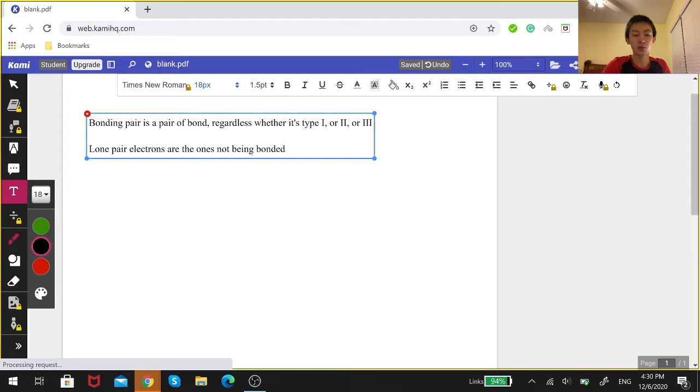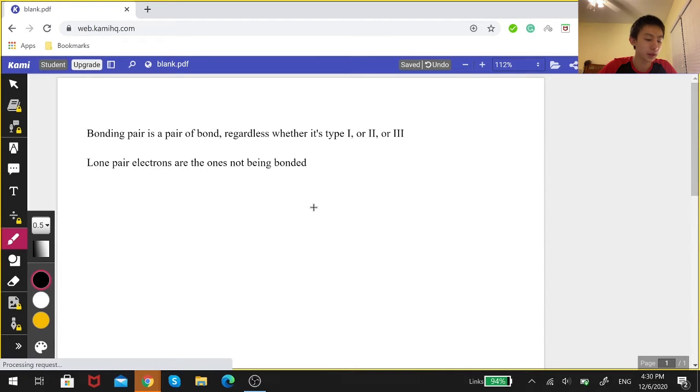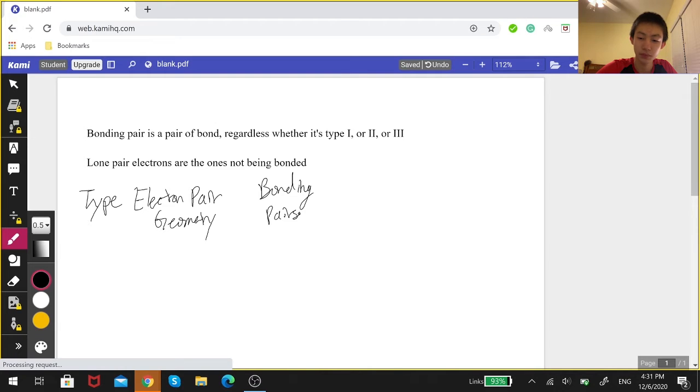And each lone pair contains 1 as well. So lone pairs come in pairs of 2 electrons. Alright, now here's our type and our electron pair geometry. And then we have bonding pairs. And there are shapes, angle, bonding angle, and finally molecular structure.